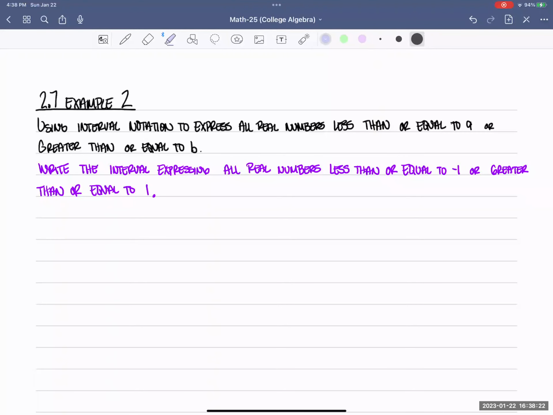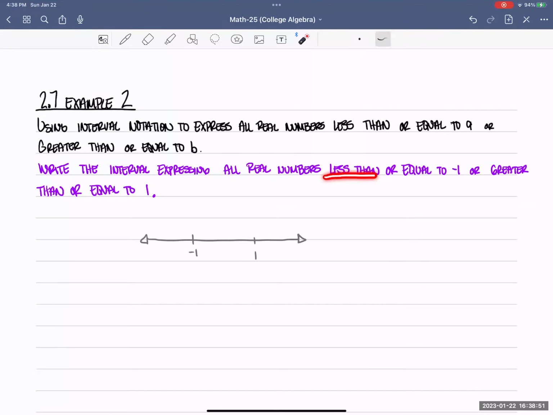Section 2.7, example 2, using interval notation to express all real numbers less than or equal to A or greater than or equal to B. So write the interval expressing all real numbers less than or equal to -1. So let's start with the number line with the values of 1 and -1 on there.